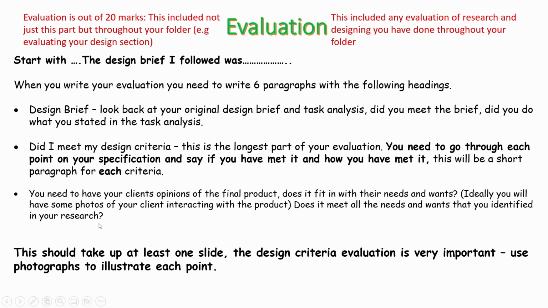The next bit is probably the longest bit of writing for this part, your design specification, your design criteria. Those are your targets that you set yourself. So the brief was like the mission statement, and the design spec was broken down into those individual targets, like your target market, your aesthetics, your function, your materials, your construction methods, all of those. So you have to go through, and for each target, have a paragraph for each one, saying, did you meet this point or not? And if you did, great, how? And if you didn't, why not? What changed?